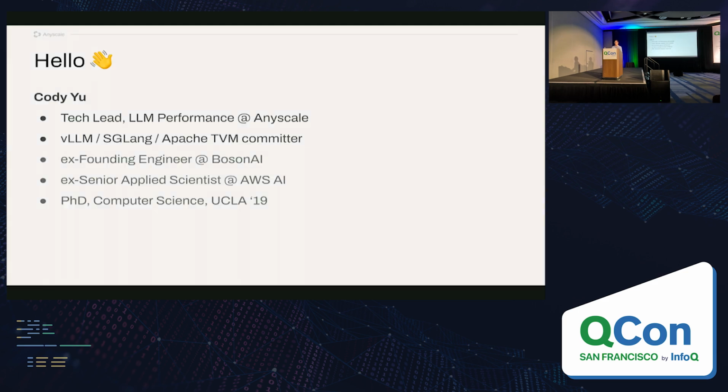First of all, about myself, I'm a staff software engineer and a tech lead for large language model performance at Anyscale. I'm also a committer on vLLM, SGLang, and FlashInfer, which are famous open source projects. Before that, I was the founding engineer at Boston AI, and also a senior applied scientist at AWS AI.